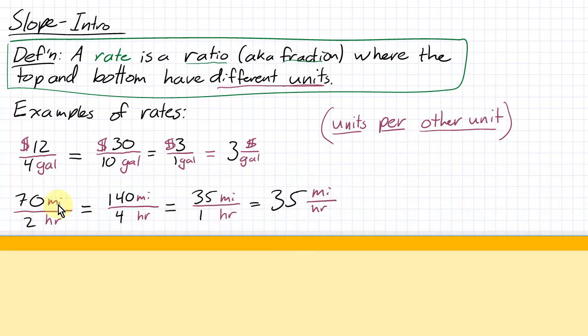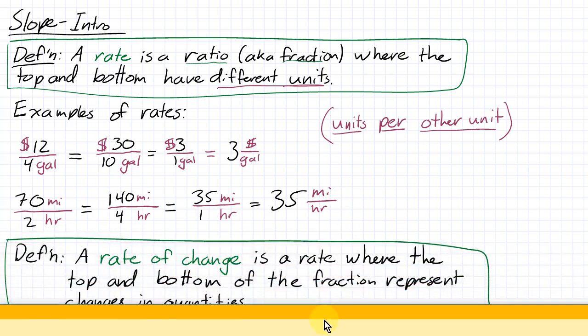If you are comparing miles and hours, like if you're driving in a car, you might go 70 miles in 2 hours. That is actually the same rate as 140 miles in 4 hours. And in each one of those hours, you would have gone 35 miles. You can check that when you divide 70 over 2, you get 35. 140 divided by 4 is also 35. And so usually you just write that as 35 miles per hour. And anything like that is a rate.